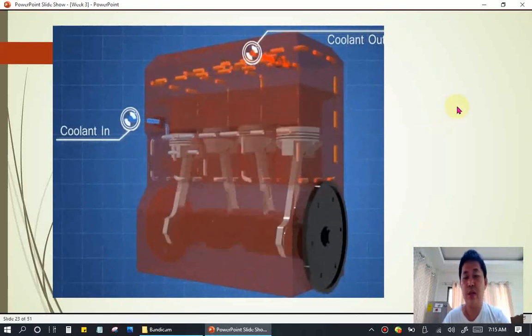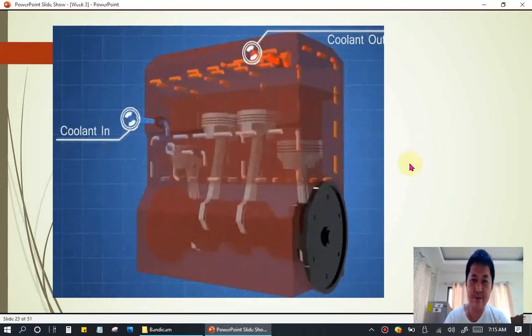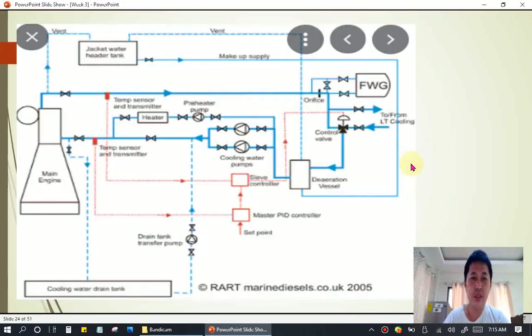This is also the cooling system of your main engine. This is the main engine, so there is a sensor here. Here is a sensor in your pipe. This is a high temperature fresh water system. There is a sensor in your outlet and a sensor at your inlet here. So, RTD sensor.